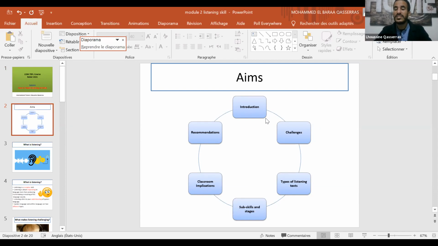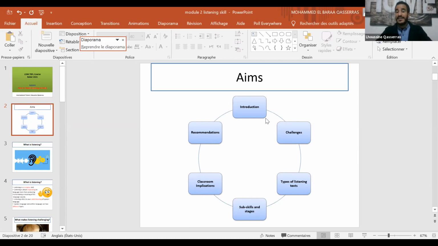And then we move to the types of listening text, because again, some teachers focus all the time on using songs. Listen to the song and answer. Listen to the song and answer. Even though I love listening to songs, if my teacher uses them all the time, it becomes a boring classroom. So here we are going to see the types of listening text.